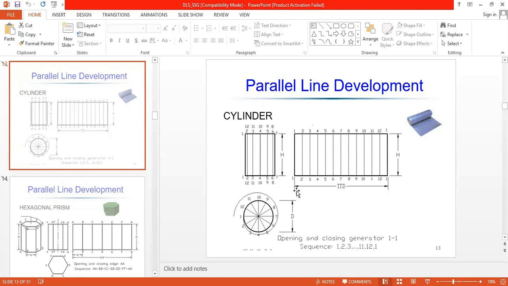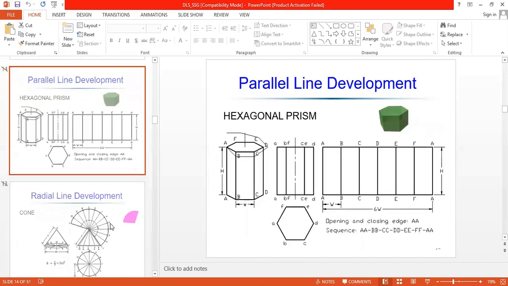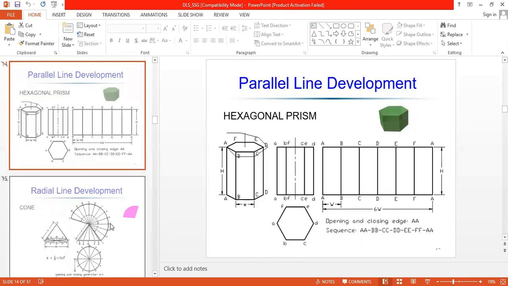Similarly, divide this pi D into 12 equal parts. If we do 6 equal parts here, then divide the pi D into 6 equal parts. If we are making 12 equal parts here, then divide this pi D into 12 equal parts. So this should be the same. If we divide this base circle into 9 equal parts, then divide this pi D into 9 equal parts. This is very, very important in case of the parallel line development of the cylinder.